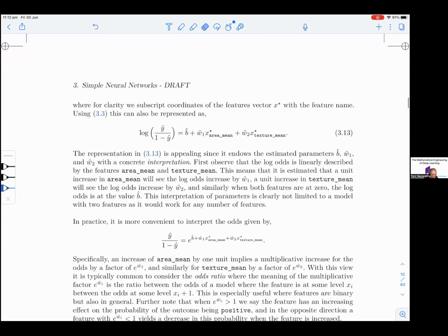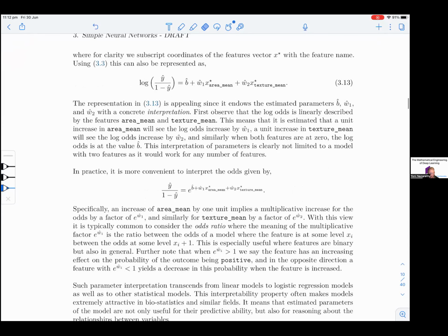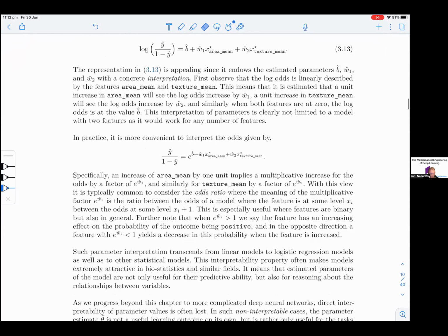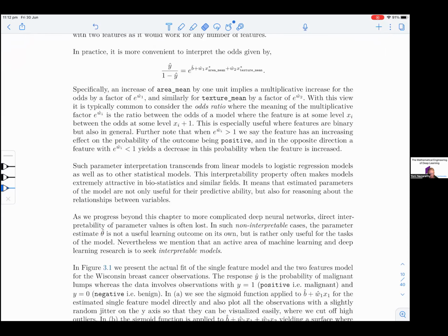In practice, it is more convenient to interpret the odds, so apply now an exponent to both sides of the equation, and you get the following representation. So not the log odds, but just the odds is the exponent of this affine expression. Specifically, an increase of area mean by 1 unit implies a multiplicative increase for the odds by a factor of e to the W1 hat. And similarly for texture mean by a factor of e to the W2 hat.